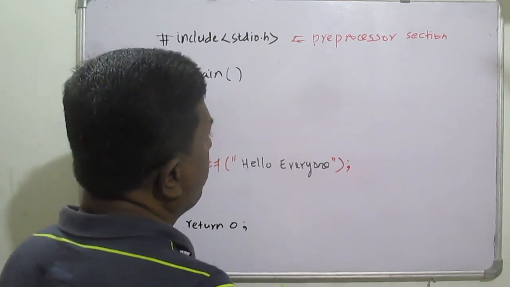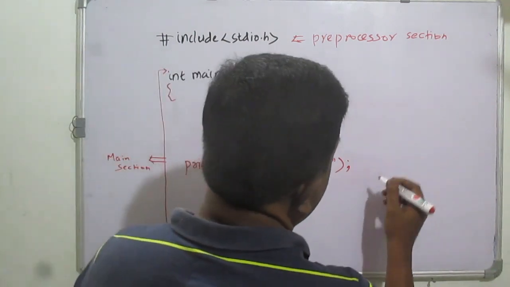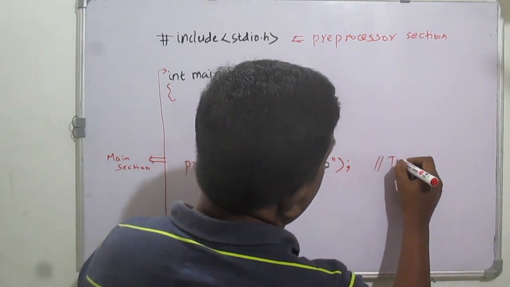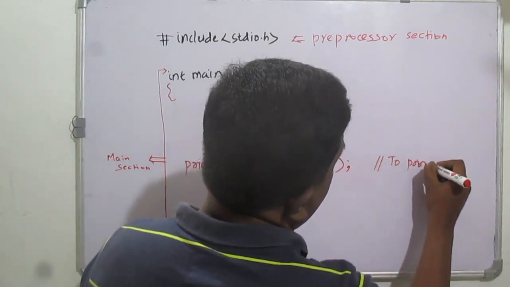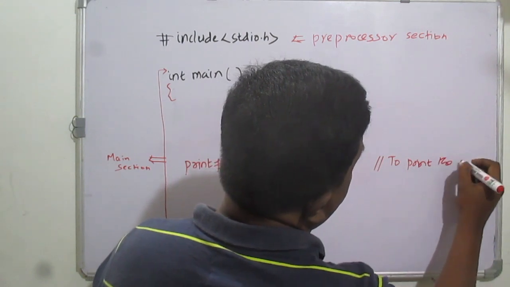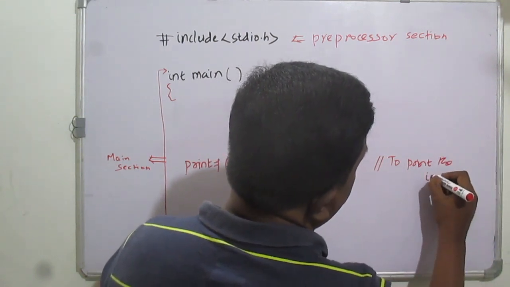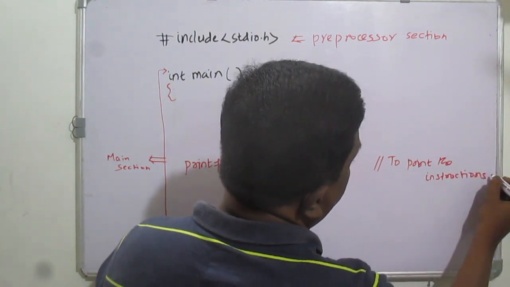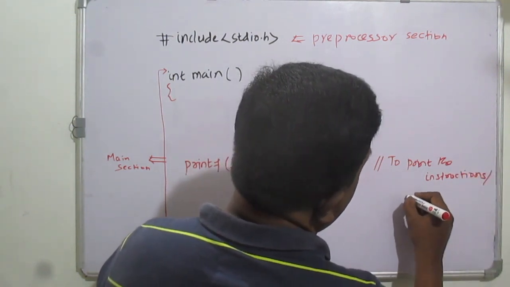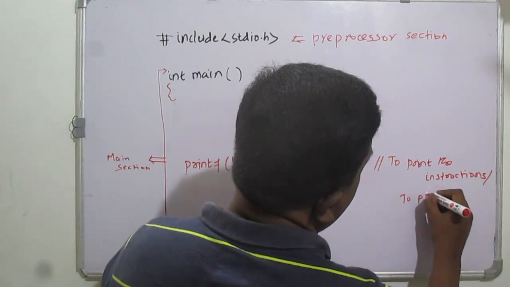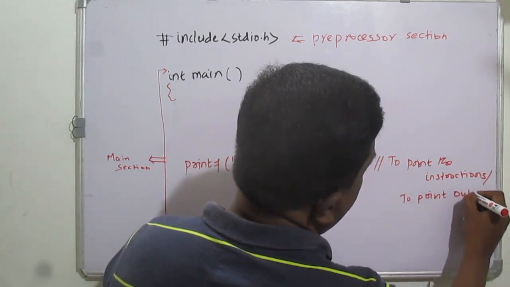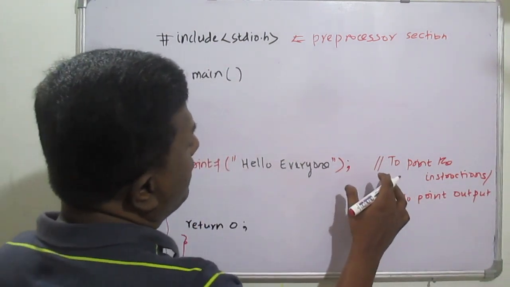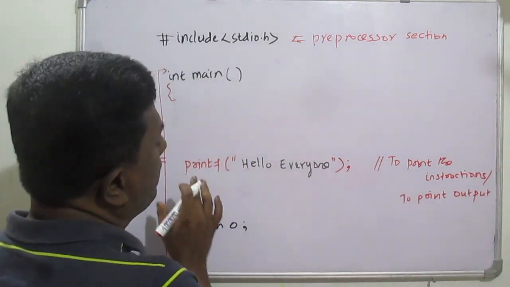Next, we can say it is to print the instructions, or to print the output. This is one of the important functions of printf.